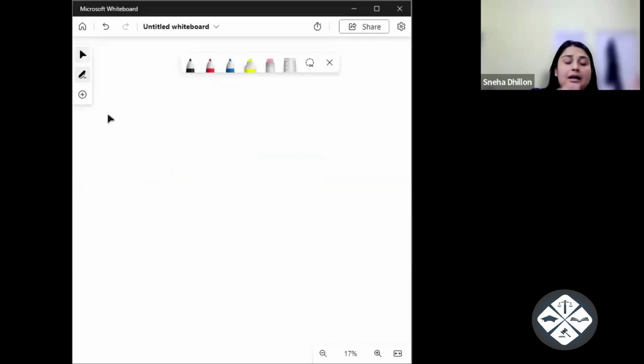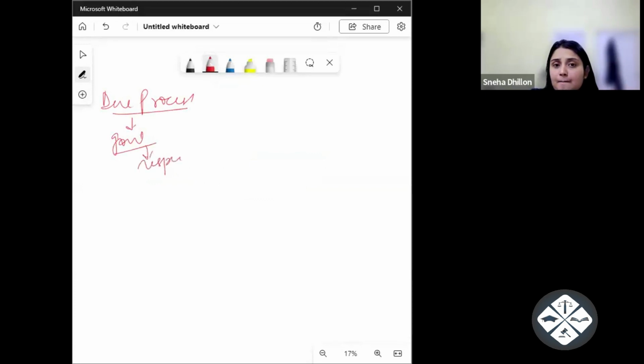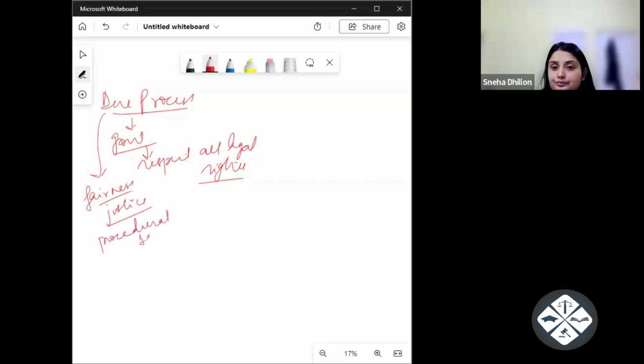अब ड्यू प्रोसेस का मतलब क्या है कि जो आपकी गवर्नमेंट होगी ना, the government will respect all legal rights, ठीक है, which are there with an individual. So ड्यू प्रोसेस का मतलब है ये क्या क्या चीजें इंश्योर करता है. It ensures fairness, it ensures justice, it ensures procedural safeguards. Safeguards in the legal process only. Okay, in the legal process only.